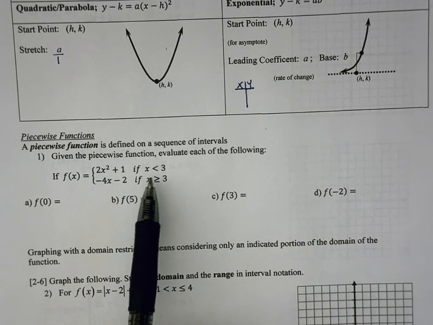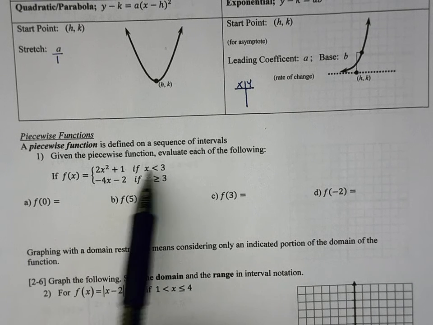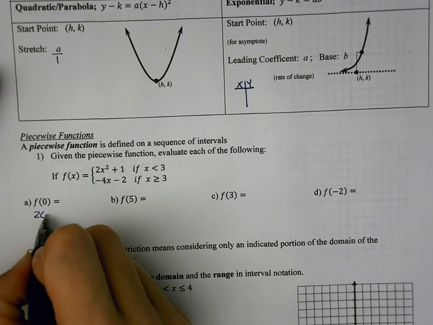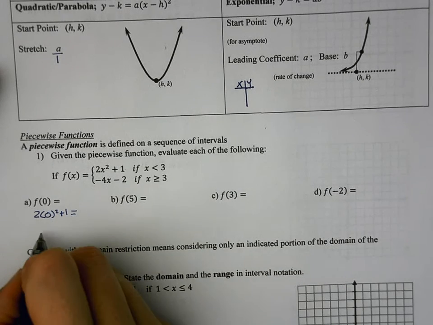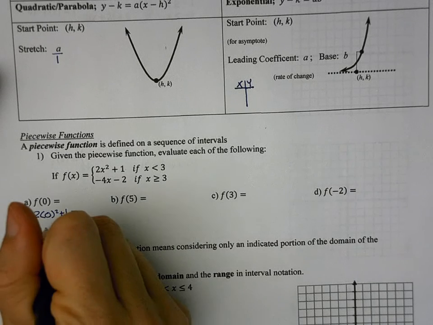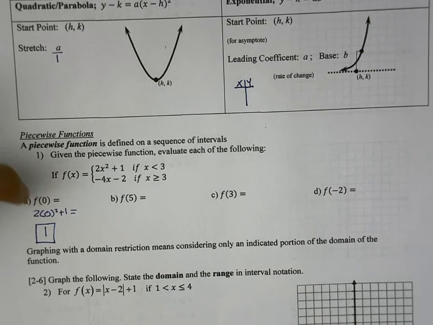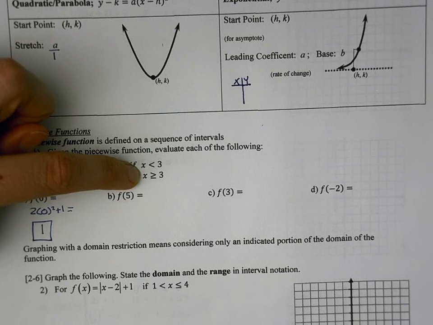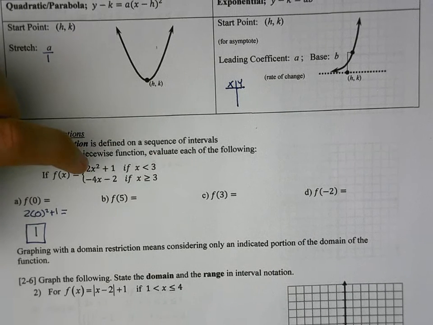And in this case, 0 is less than 3, and so I'm going to plug 0 into the quadratic. So I'm going to be doing 2 times 0 squared plus 1, which, simplifying that, 2 times 0 plus 1 is 1. I don't use the linear at all because 0 does not fall in this interval of x is greater or equal to 3. 0 is less than 3. It falls in this interval, so I'm going to use the quadratic.